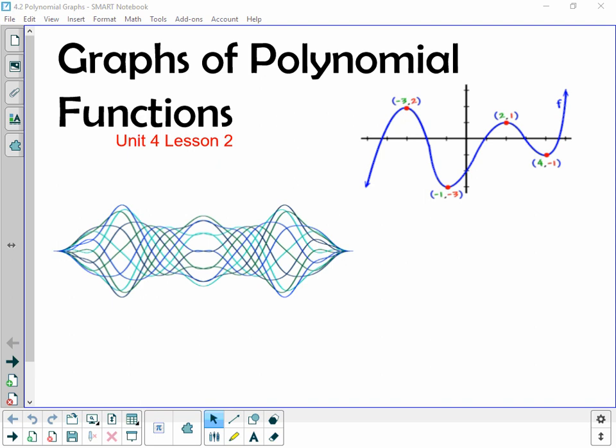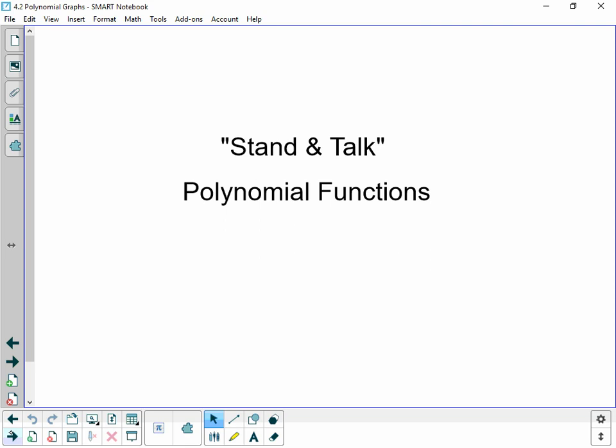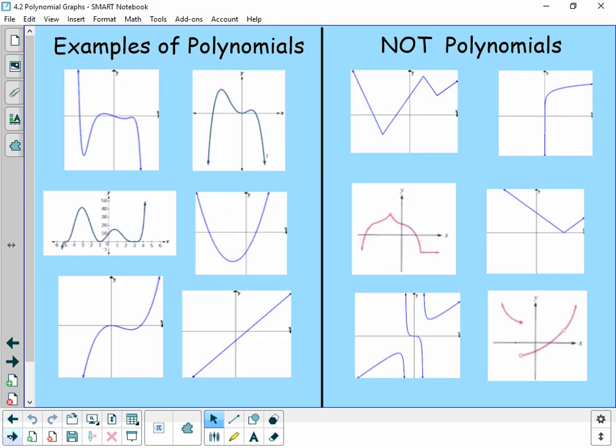Alright, this video is for lesson 2 of unit 4. We're going to be looking at the graphs of polynomial functions. When you see these graphs, the ones on the left-hand side are examples of some different polynomial functions, and the ones on the right-hand side are examples of functions that are not polynomials.